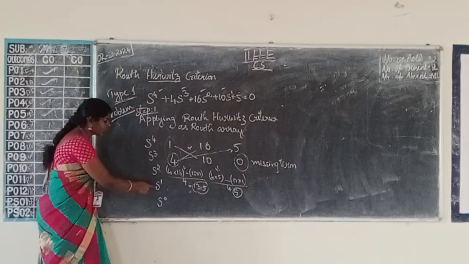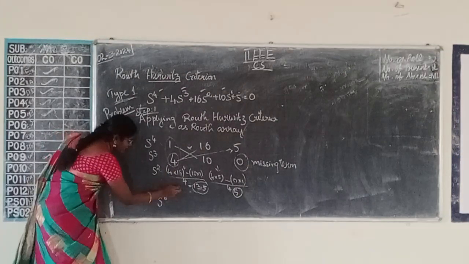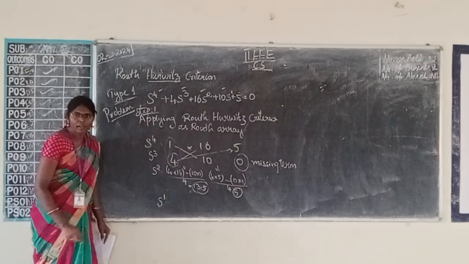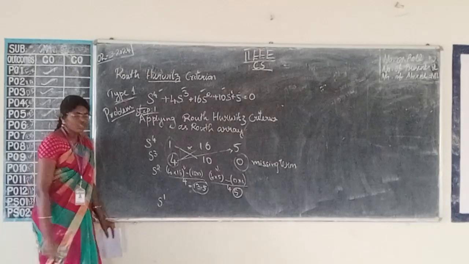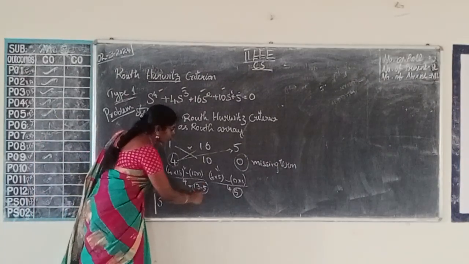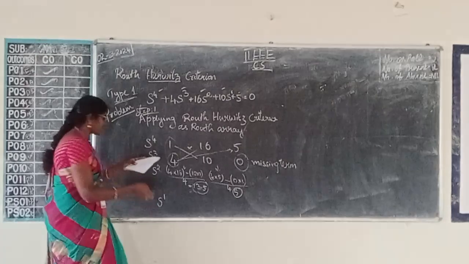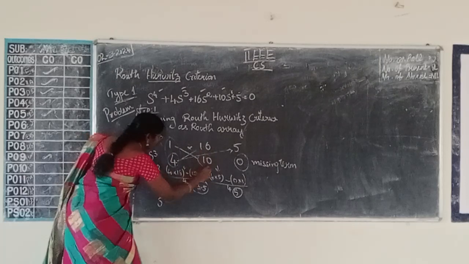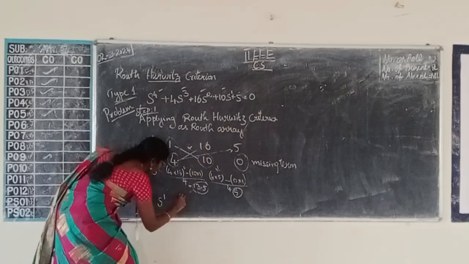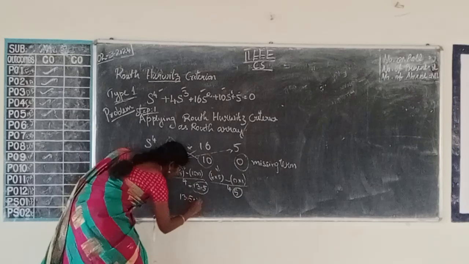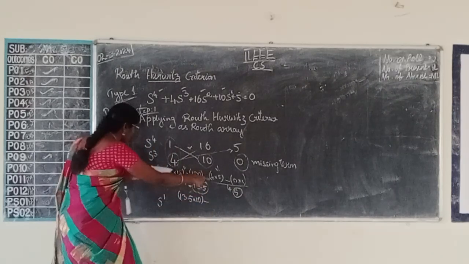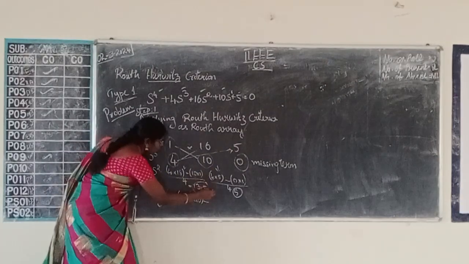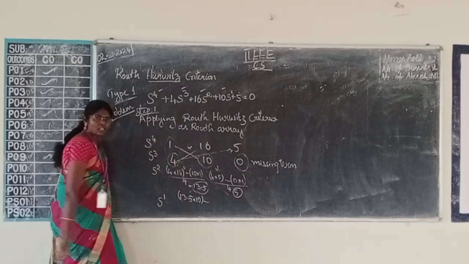Next again, for s power 1, we will be doing it in the same way. That is, we now take this 4 and 13.5 as the reference for the next array. So we will be multiplying this 13.5 with 10, the next term, minus the next term here, 5 into the reference, which we will take as 4. So that is 5 into the reference 4.